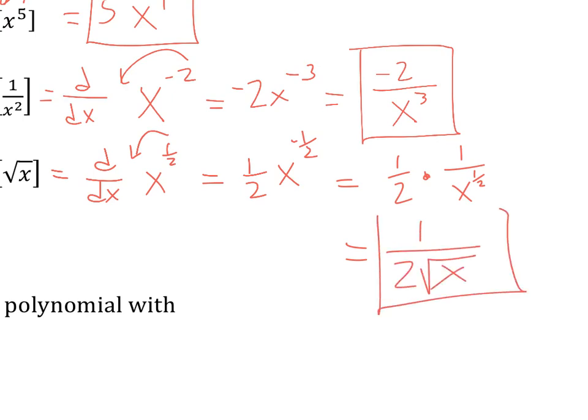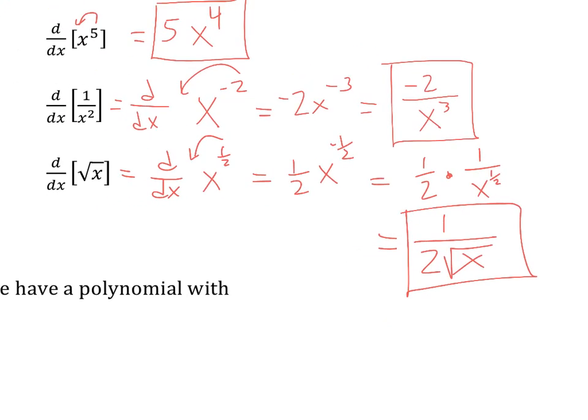And that's one you might want to memorize. The derivative of the square root of x, d dx of the square root of x, is 1 over 2 square root of x. That should go on a note card.